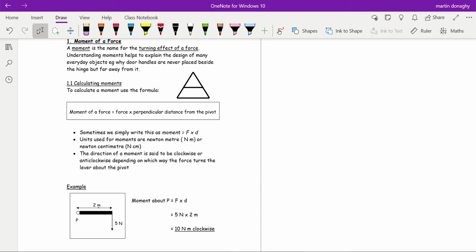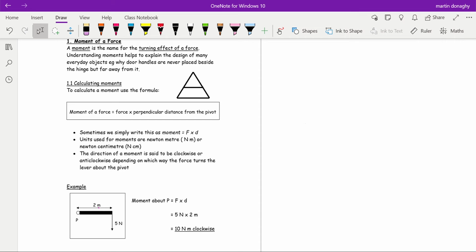Okay, our new topic is moments, one that should be quite familiar to you from year 10. So we've spoken about forces before, and we said some things forces can do is they can make objects speed up, they can make objects slow down, they can make objects change direction, but another thing a force can do is it can make an object rotate.